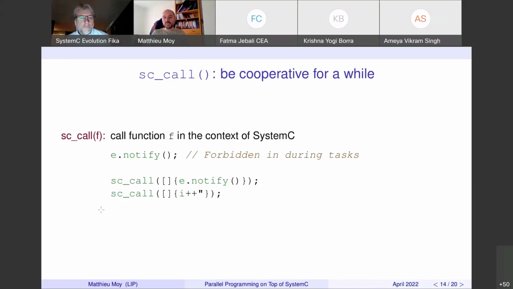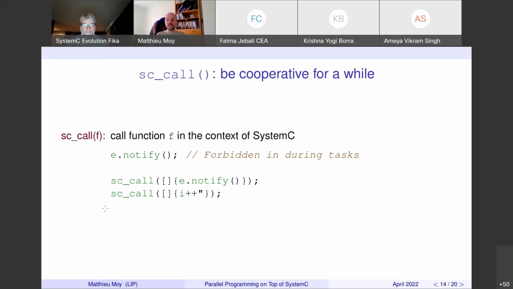So this is for time synchronization. And so my claim is that you can have a coding style which looks a lot like temporally decoupled simulation, but use that to get efficient parallelism. And what I'm going to talk about in this slide is sc_call, which is how to have a task interact with SystemC without having actual concurrency. So fall back to SystemC semantics on coroutine semantic for a while.